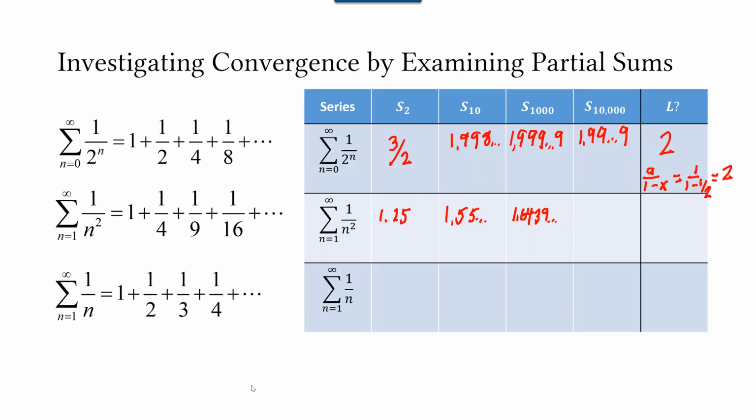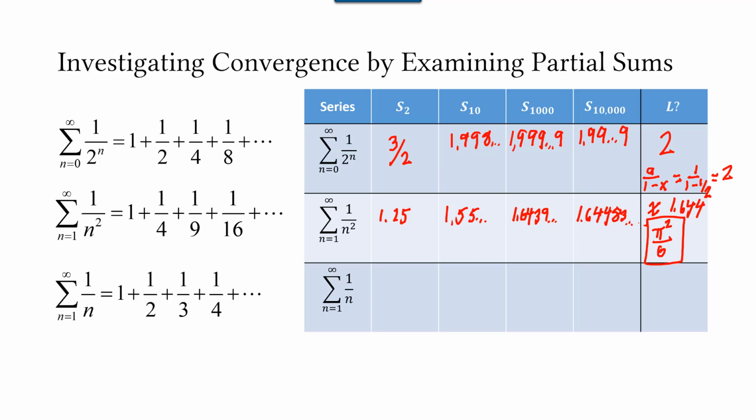So this is one where we probably don't recognize the number, but we can tell we're getting close to something that's about 1.64. So we could either say the series converges to something about 1.644, or if you happen to recognize this one, it's the same as pi squared over 6. I'll let you check that on your calculator.